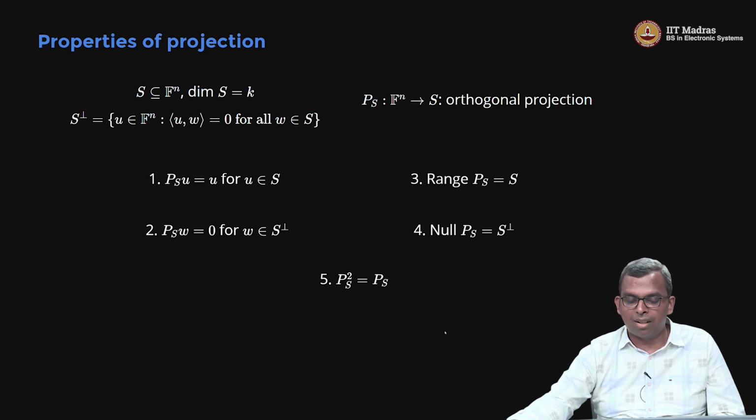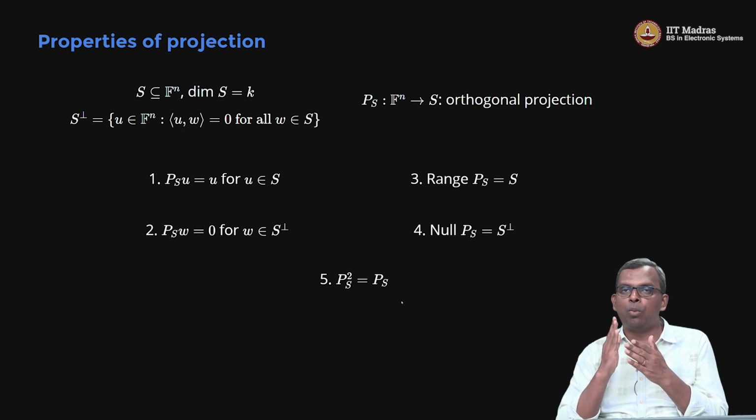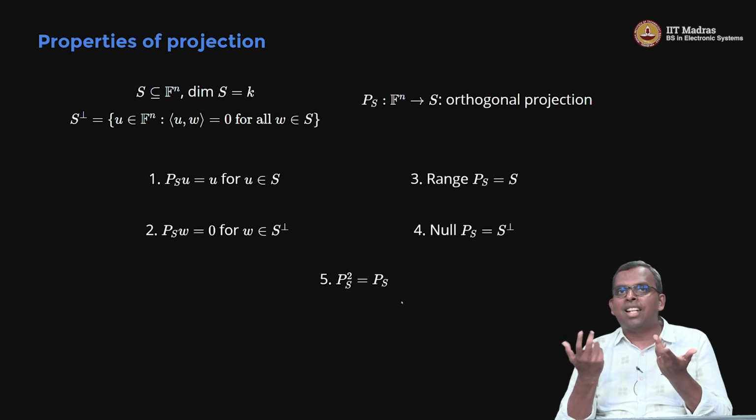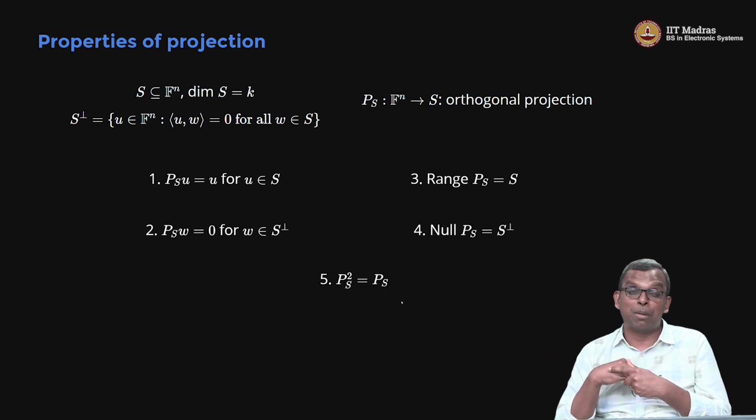You can prove this in so many different ways. P_S squared has to be P_S, right? If you apply P_S once, you've gotten into the subspace. You apply P_S again, you're not going to change. You're going to be staying in the same place. So P_S squared better be equal to P_S.